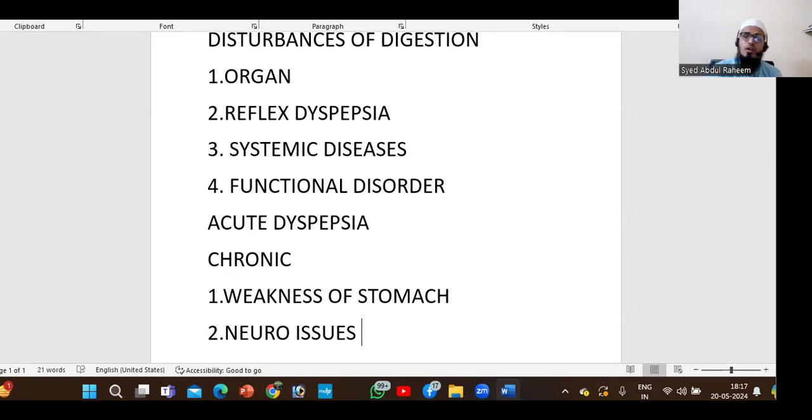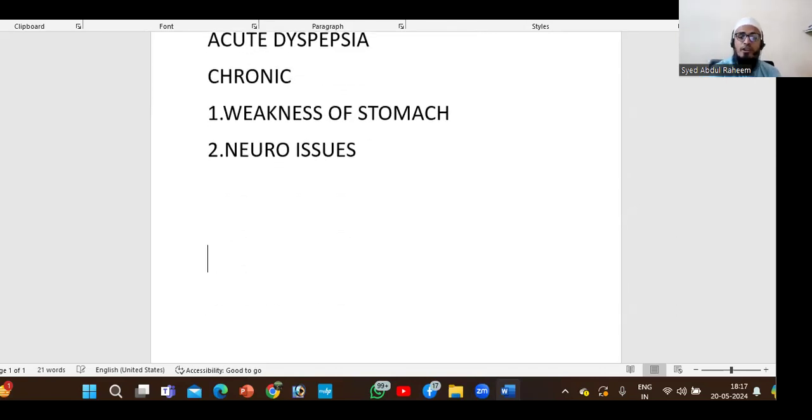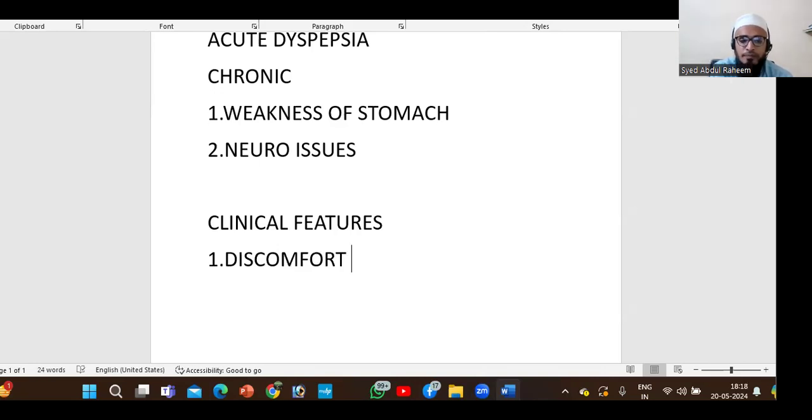So what are the clinical features? What are the things the patient will tell you? Very, very important. This is the thing you have to remember. Clinical features. First thing, the patient will tell you that always after eating food, I have discomfort and fullness with epigastric pain. It is very, very important. First, discomfort, and you have fullness and pain in the epigastric region.